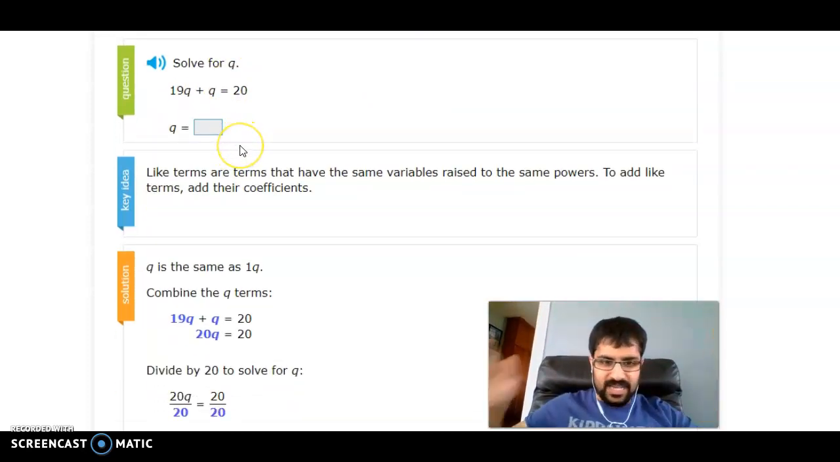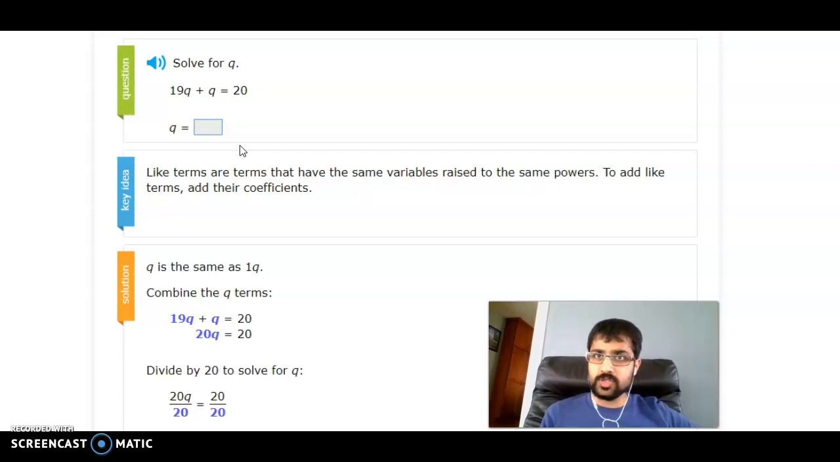Like terms are basically going to have the same variables raised to the exact same powers. By that, I mean if it's got a variable that might be raised to the first power, you can't combine that with a variable that's raised to the second power. To add them, you can add their coefficients. If you need to subtract them, you can subtract their coefficients. The coefficients are the numbers that are being multiplied by those variables. So here I've got the coefficient 19, and that's being multiplied by the variable q.